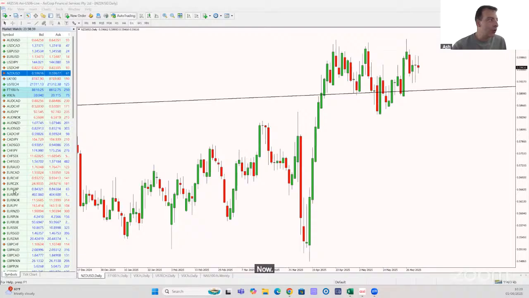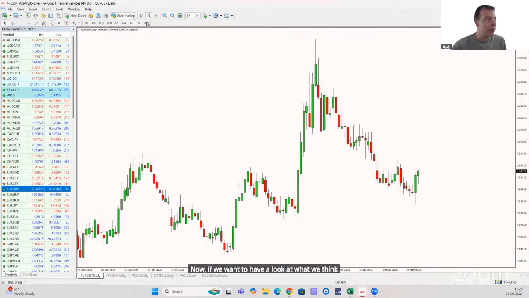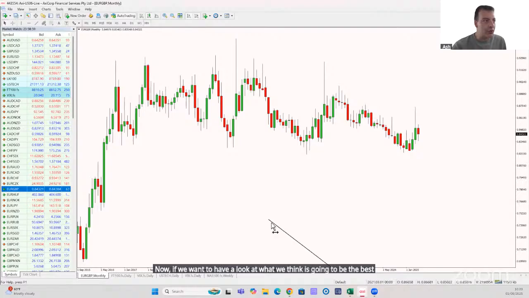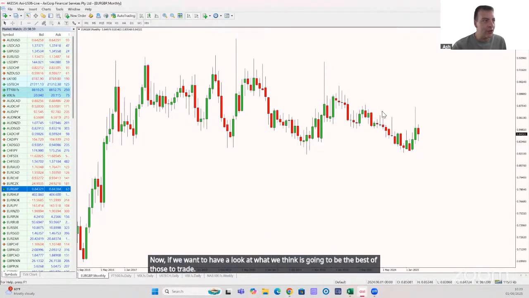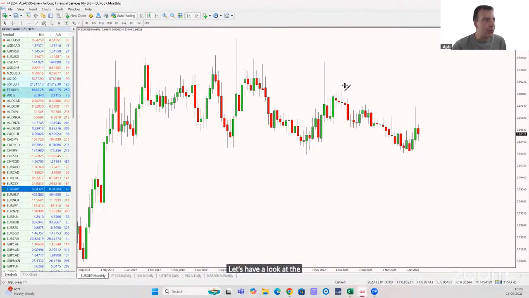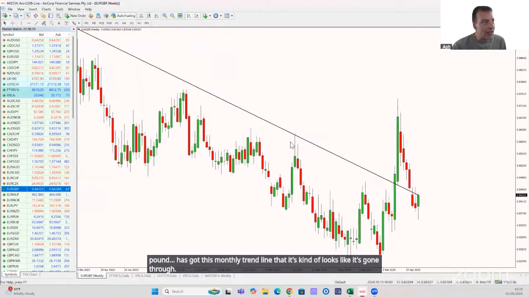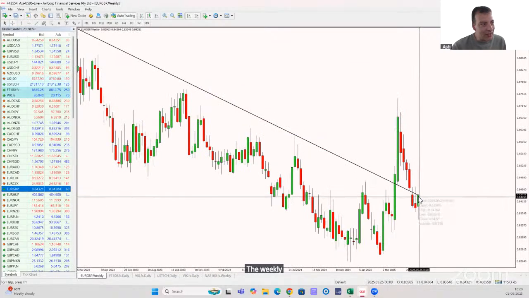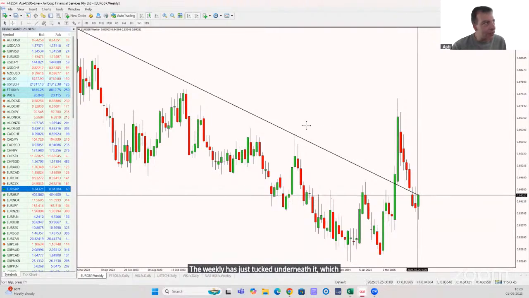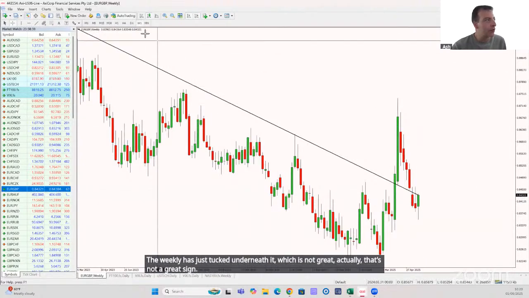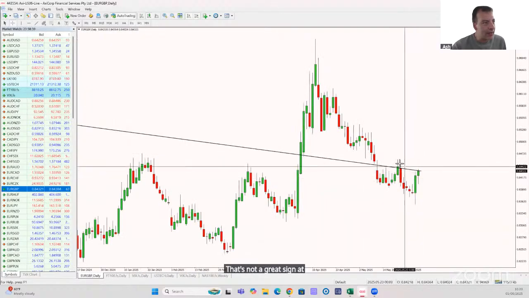Now, if we want to have a look at what we think is going to be the best of those to trade, let's have a look at the euro versus the pound. And the euro versus the pound has got this monthly trend line that it kind of looks like it's gone through. The weekly has just tucked underneath it, which is not great, actually. That's not a great sign. That's not a great sign at all. Let's see what the daily's suggesting.